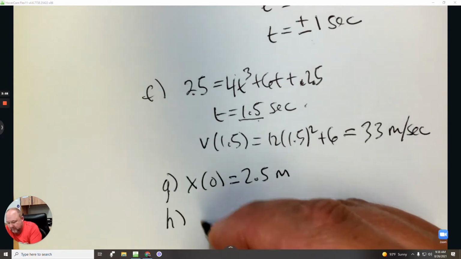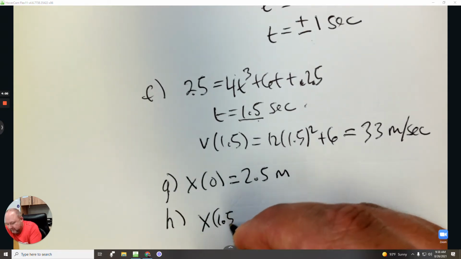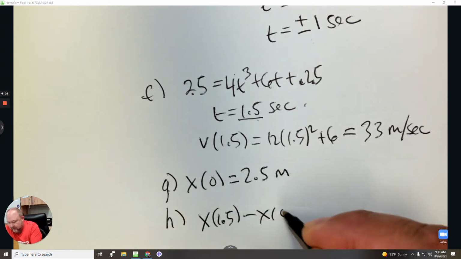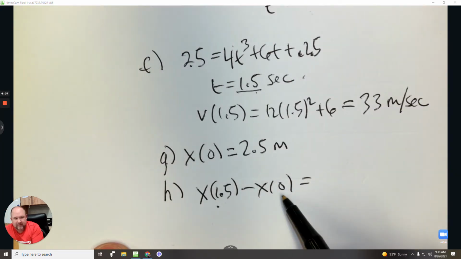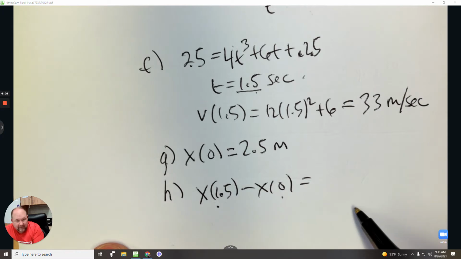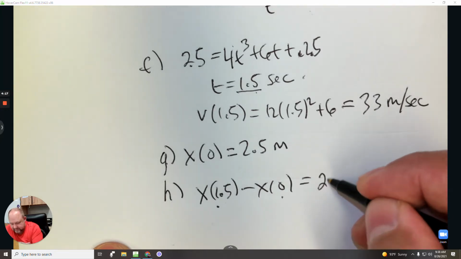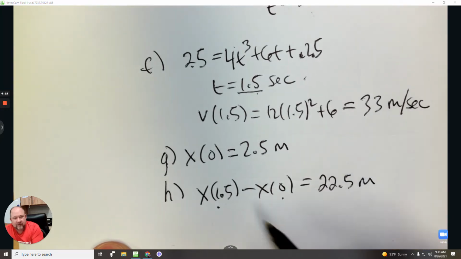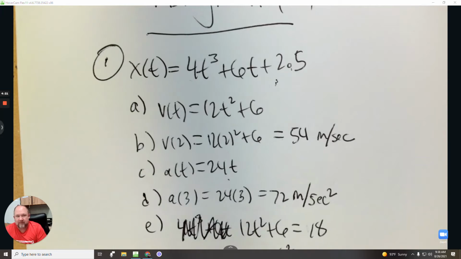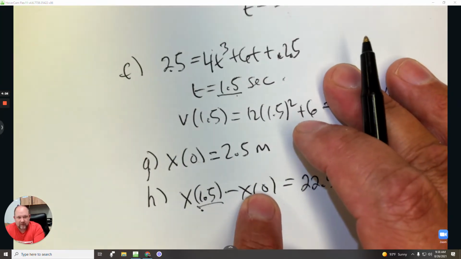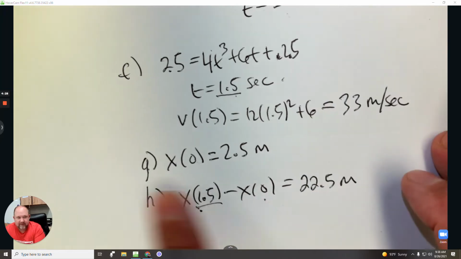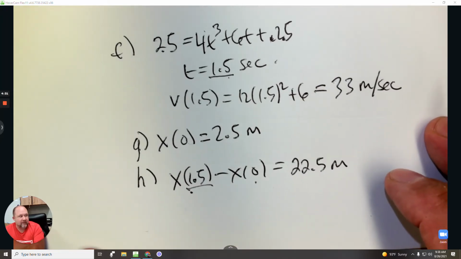Now displacement, we just have to find the difference between where you ended and where you started. So you plug in 1.5 into the position, you plug in 0 into the position, and then you calculate it with your calculator. And if you did it correctly, you would get 22.5. So again, use your calculator, plug 1.5 into here, type it in correctly, get an answer. 0, we already know that's 2.5, and then do the work. You can do that, and it's 22.5.